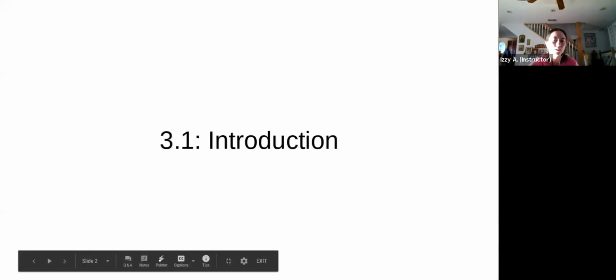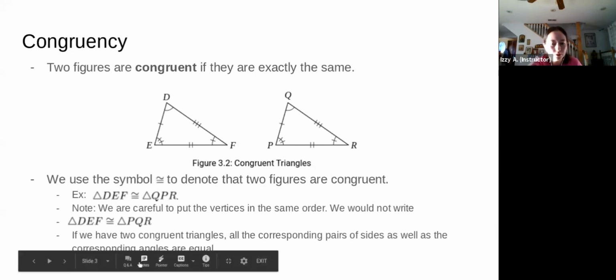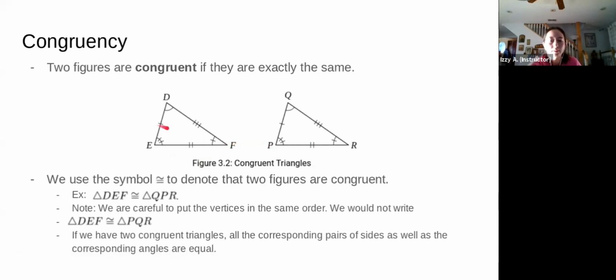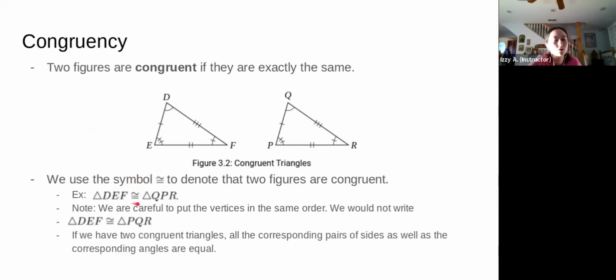Okay. So 3.1 is an introduction to congruency. Basically, two figures are congruent if they are exactly the same. If you look at figure 3.2, you can see that all the markings show us all the sides and all of the angles of the two triangles are the exact same, therefore they are congruent. And we use this symbol right here to show that two figures are congruent. So for example, triangle DEF is congruent to triangle QPR.